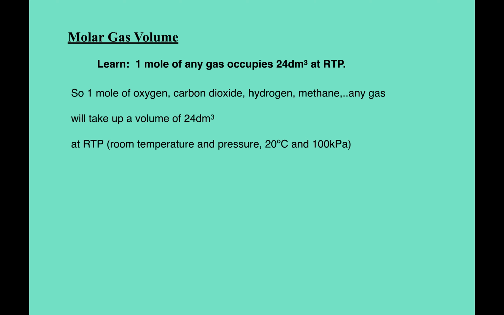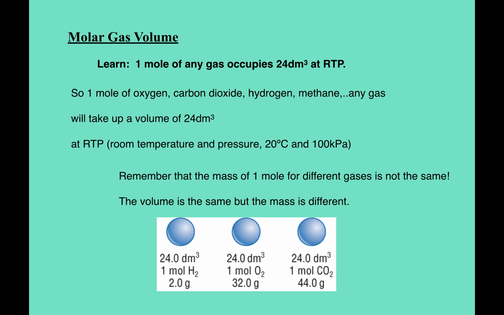Okay? Something to note is that obviously the volume is the same for 1 mole of a gas, but the mass in that particular volume is different. So 1 mole of hydrogen is 2 grams of hydrogen in 24 decimeter cubed. 1 mole of oxygen is 32 grams of oxygen in 24 decimeter cubed. Carbon dioxide, 44 grams in 24 decimeter cubed, which is important to get clear. The molar gas volume is sometimes called Avogadro's gas law or Avogadro's gas volume.